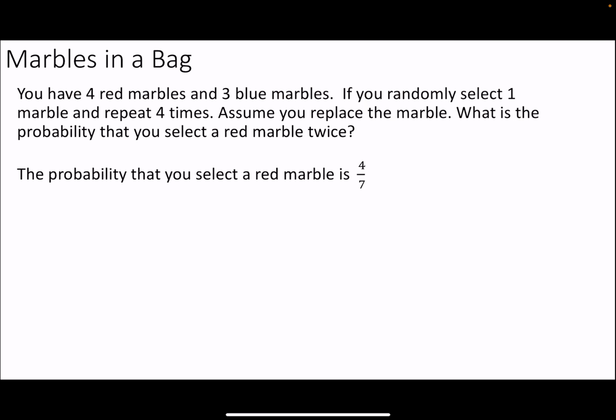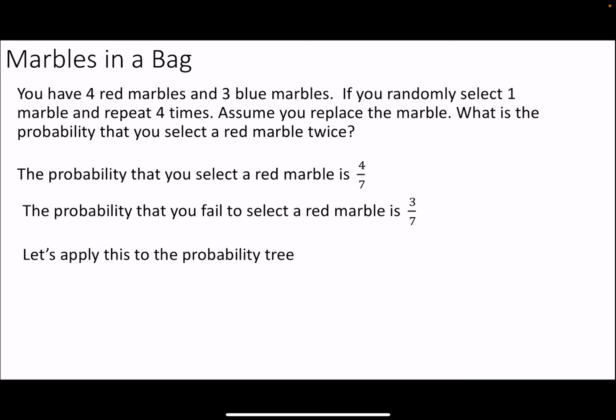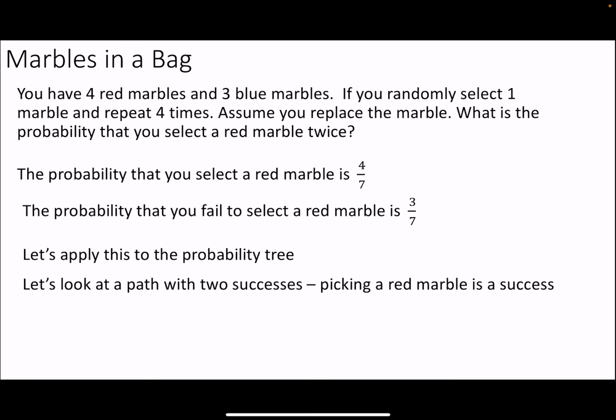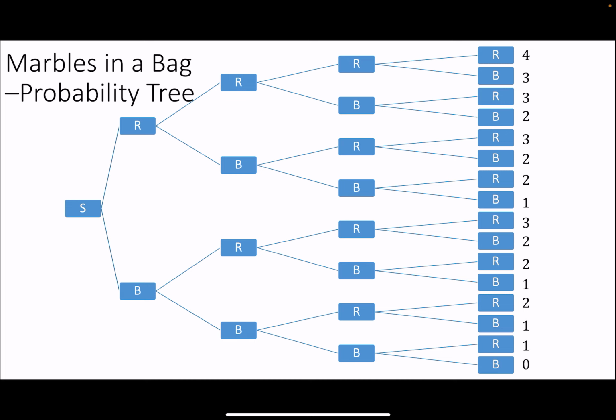The probability that you select a red marble is 4 out of 7, and the probability that you fail to select a red marble is 3 out of 7. So let's apply that to the probability tree. Let's look at the path with 2 successes. Picking a red marble is a success. The path here is 4 out of 7, 4 out of 7, 3 out of 7, and 3 out of 7 for the successes and failures.